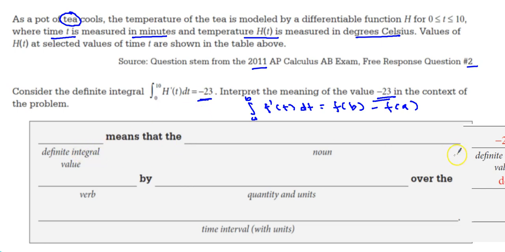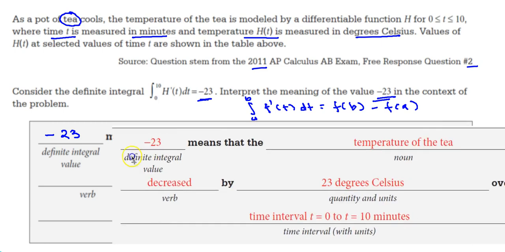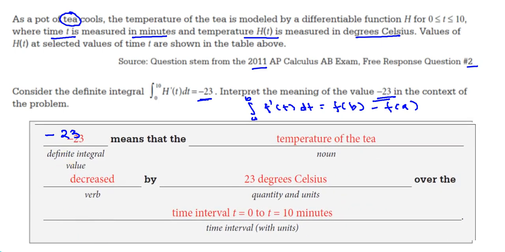We have to write the meaning of this. So what does the negative 23 mean? Now what is changed? Let's take a look at this answer. I'm having a hard time writing here, so I'm using my ready typed answer. Negative 23 means that the temperature of the tea decreased or reduced, any similar word you can use, by 23 degrees Celsius.